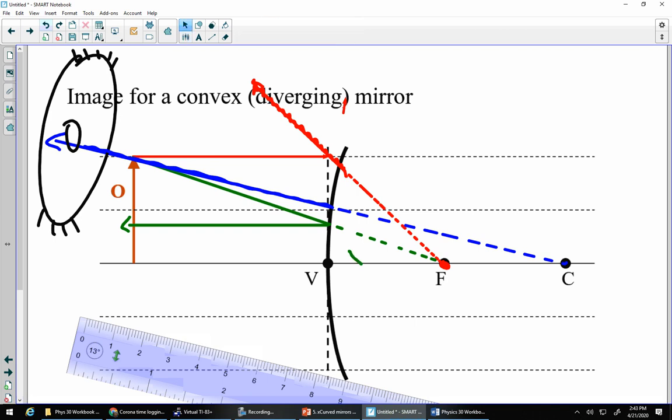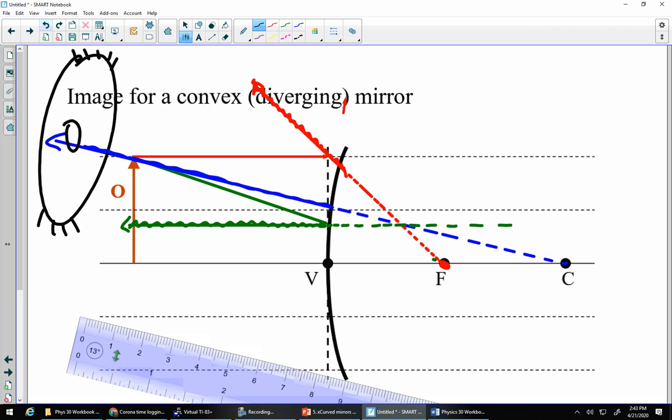Let's clean that up a little bit here. Oh my goodness. Because it doesn't actually look like it's coming from the focal point. If I just trace this line, I'm making it a little bit more squiggly, highlighting it there. If I just trace this line back, the person actually thinks it's coming from along that dotted line.